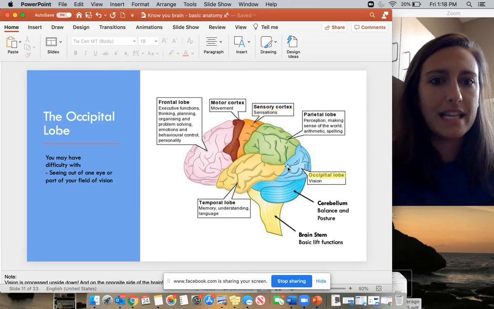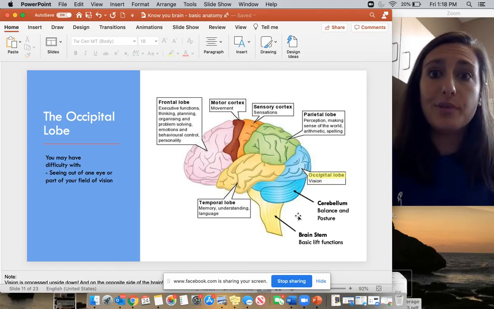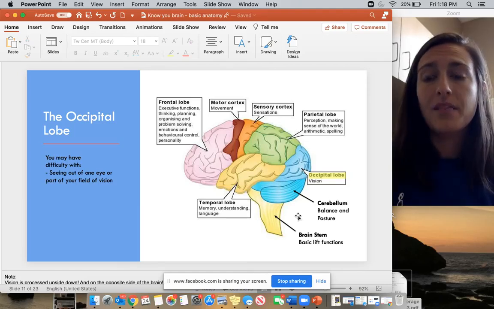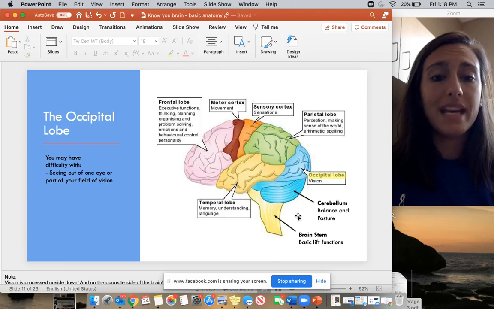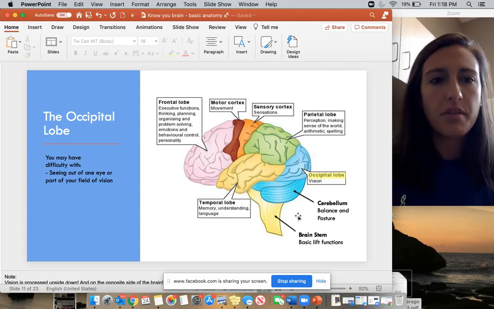We're moving on back here to the occipital lobe. This is the lobe that lets you see. That's the main purpose of that. There are some things that are tied to memory within the occipital lobe as well, like visual association and things like that.